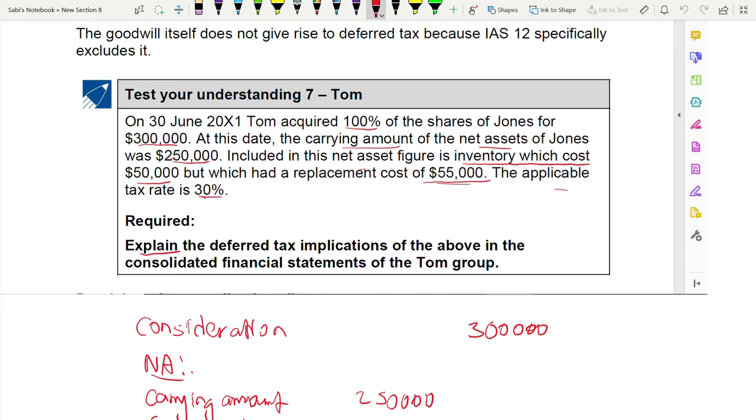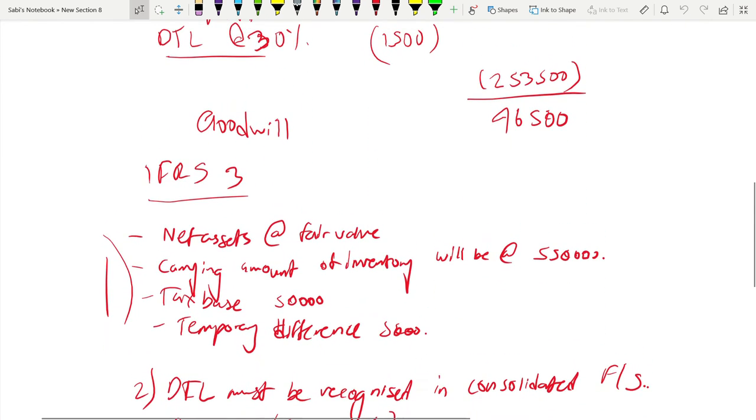Okay. So anyway, you can do it, that's up to you. But this explanation needs to be there. That's what I'm saying. Okay. So that's it. Now we are going to the next issue.